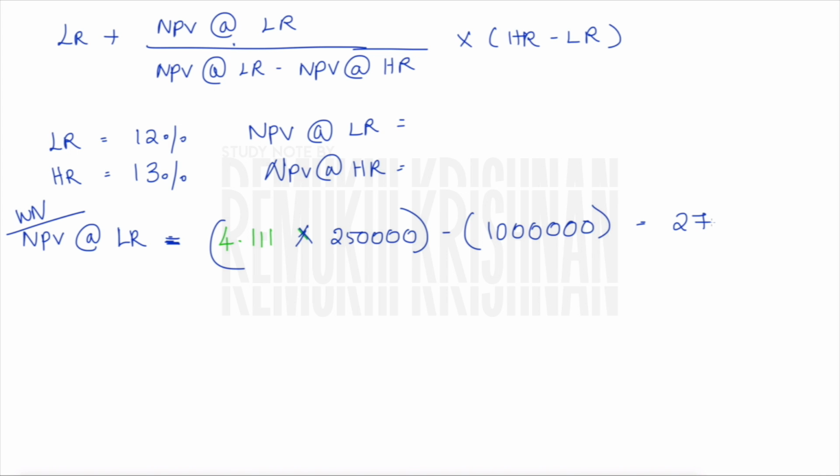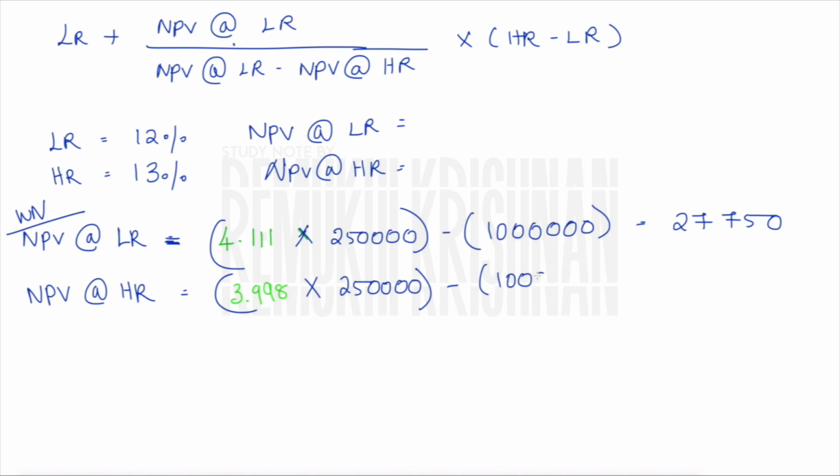Now my net present value at higher rate. It is nothing but 3.998 into 2,50,000 minus my initial investment. So don't ever get confused. This net present value is again this formula I have just substituted. It is nothing but present value of cash inflows minus present value of cash outflows. I'm just arriving at my net present value simply in this single step. Don't ever get confused. If you get any confusion, kindly reach me.